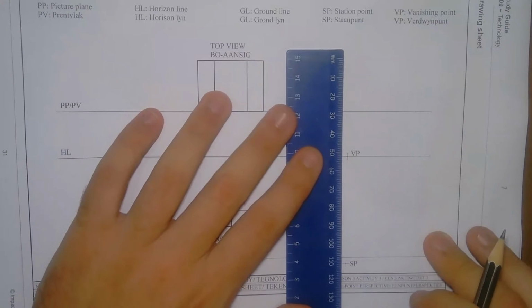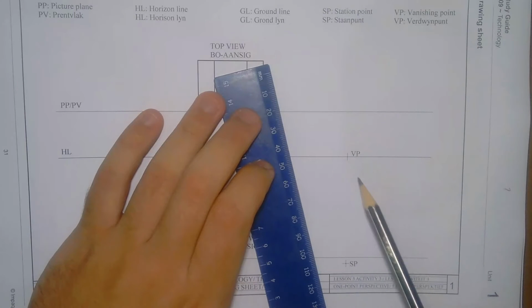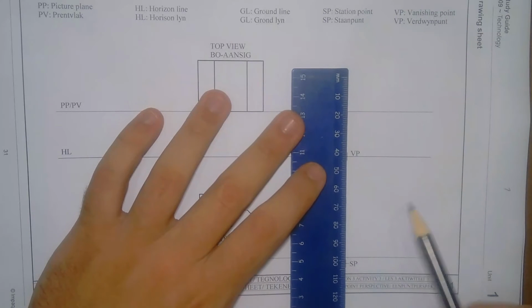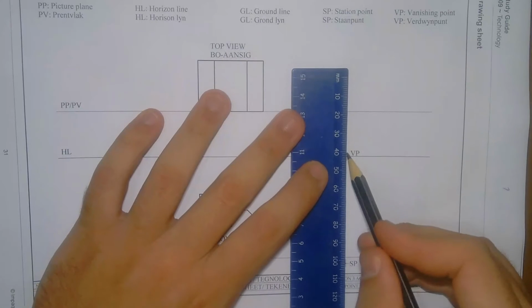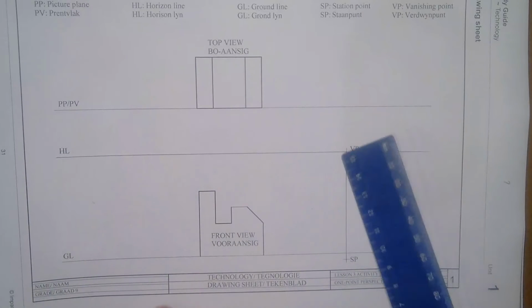So first of all, you're going to take this from the SP over here to the VP. Now the SP is your standing point or your station point, and the VP is your viewpoint. Okay, so you're taking a straight line up from the SP to the VP. Now that is your viewpoint.